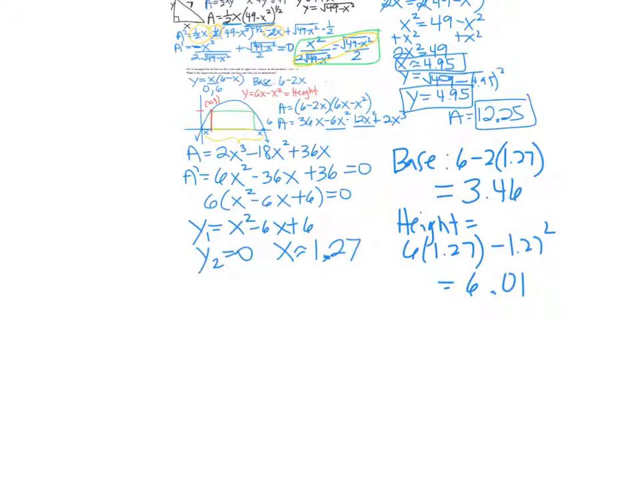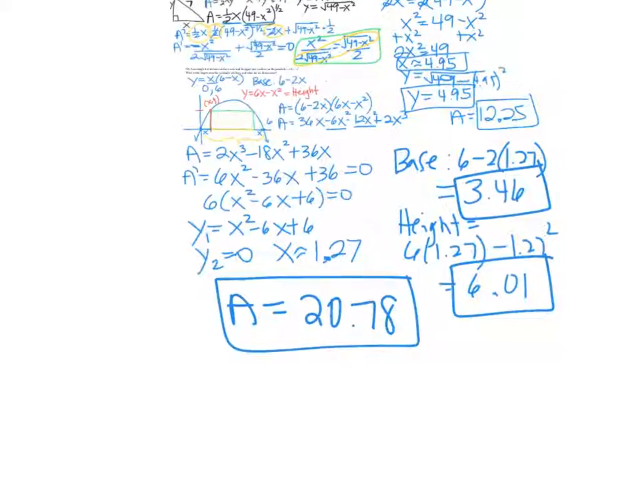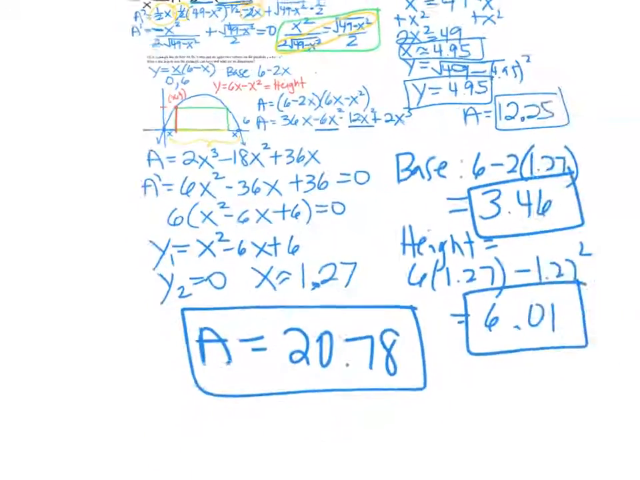Okay, so I have the base and I have the height, so that's the dimension. And then the area would just be to take those two numbers and multiply them together, base times height. So the area would be about 20.78. And I don't believe any of this is in units at all. Nope. So that would be your answer.